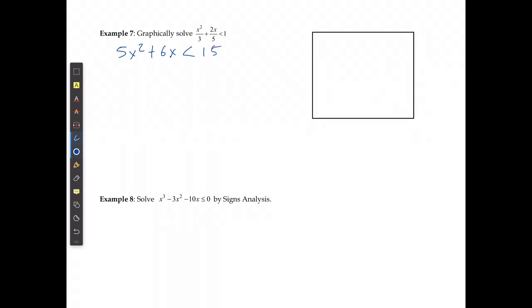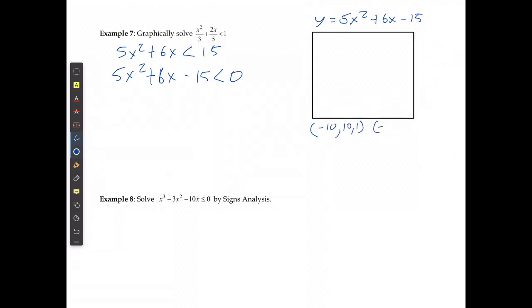Move everything to one side, and I'm going to say that 5x squared plus 6x minus 15 is less than 0. And the equation that I'm actually graphing into my calculator is y is equal to 5x squared plus 6x minus 15. I'm going to have to change my window settings a little bit so I can see everything. Let's say negative 10, positive 10, and 1, and negative 20, positive 10, and 1, so that I can actually see everything.